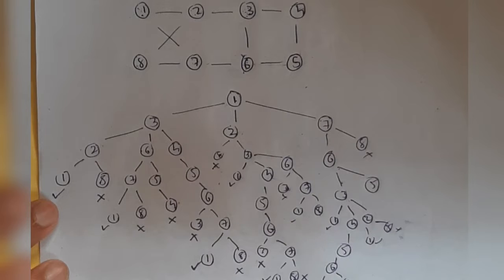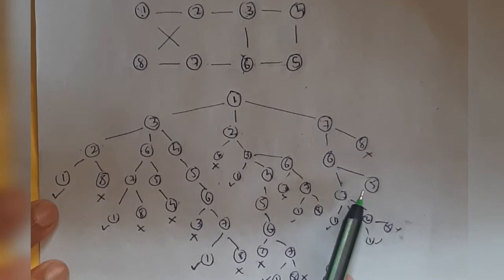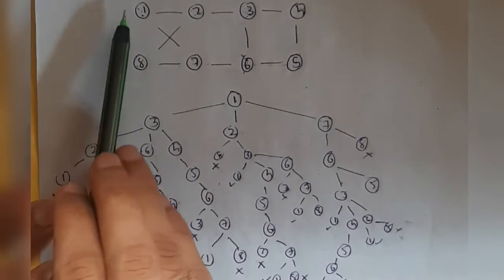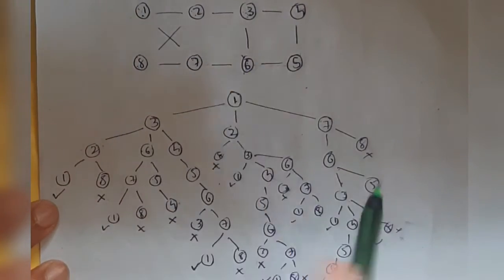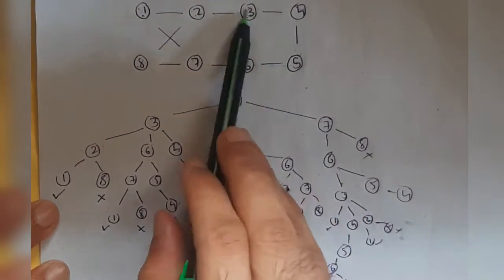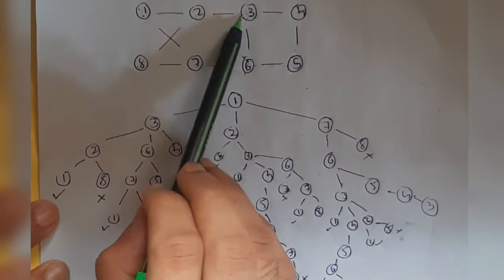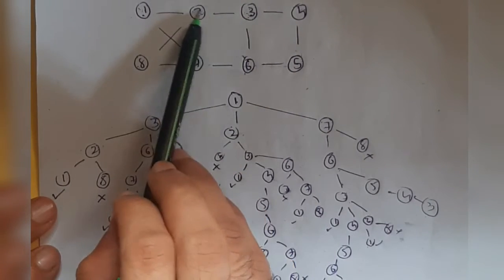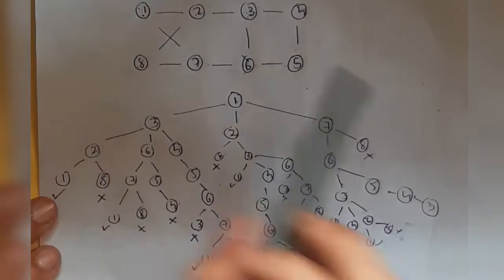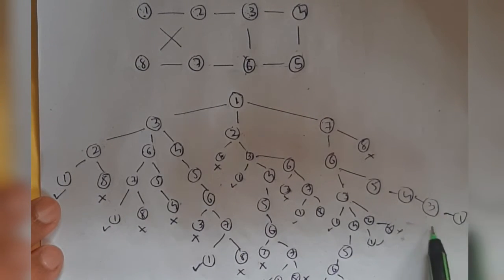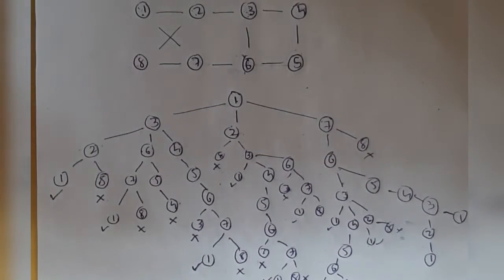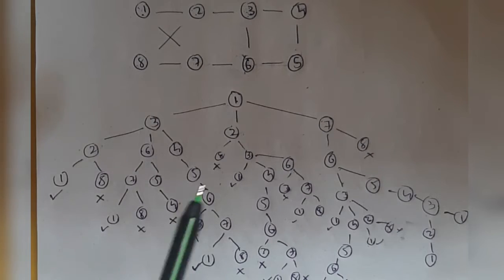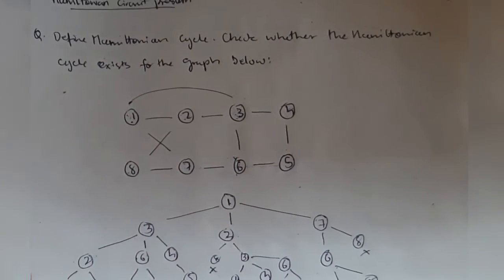Coming back, from 2, I can go to 1, it's done. And here 5: 1, 7, 6, 5. Then 5 to 4, 4 to 3. Then from 3, I have two options, either from 2 or directly to 1. I'll go directly with 1 first, or I can go from 2 to 1. So these are all the possible solutions where I have marked the tick. Those are all the possible Hamiltonian cycles.